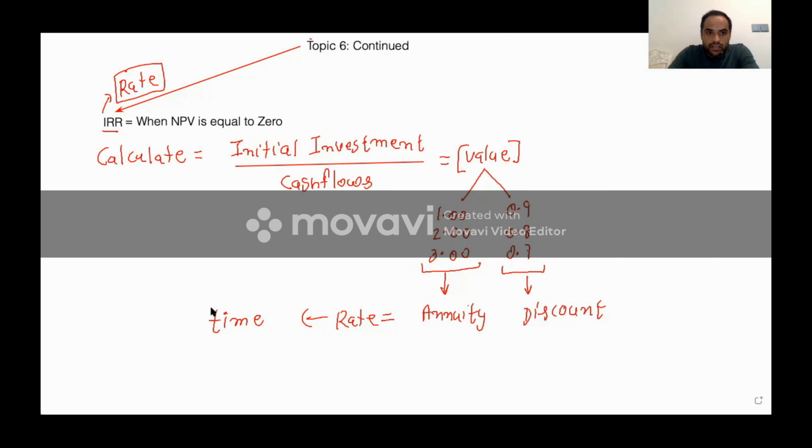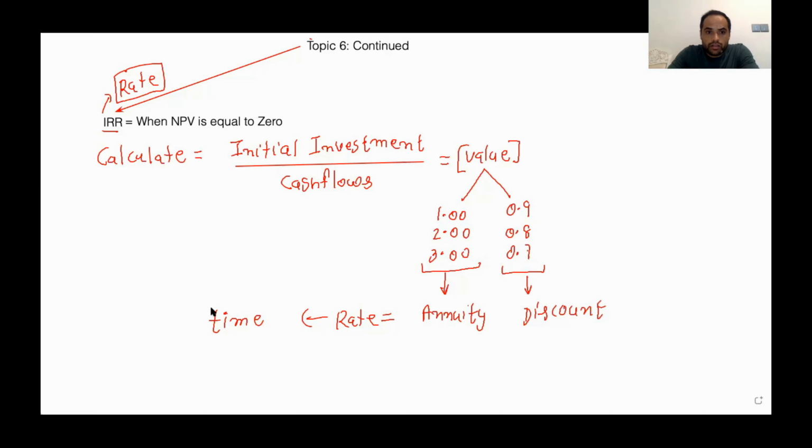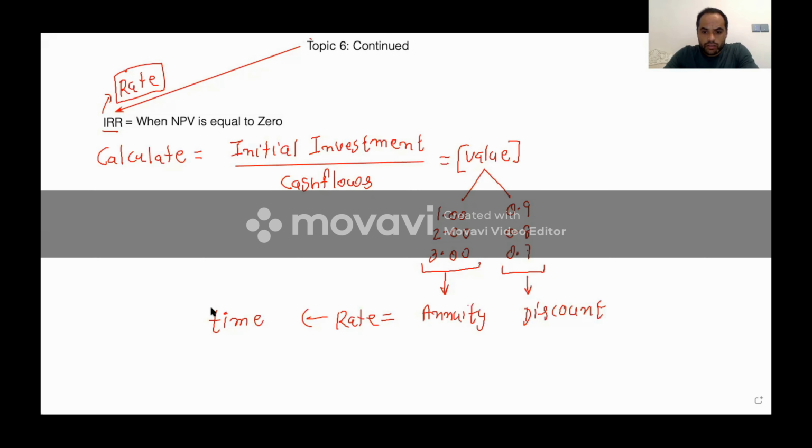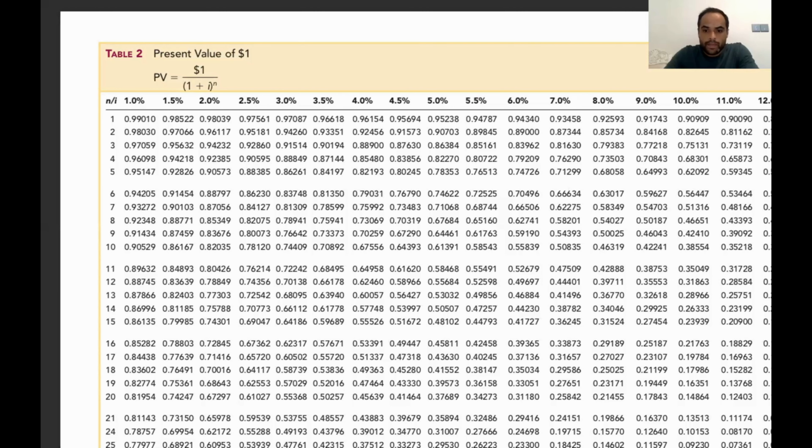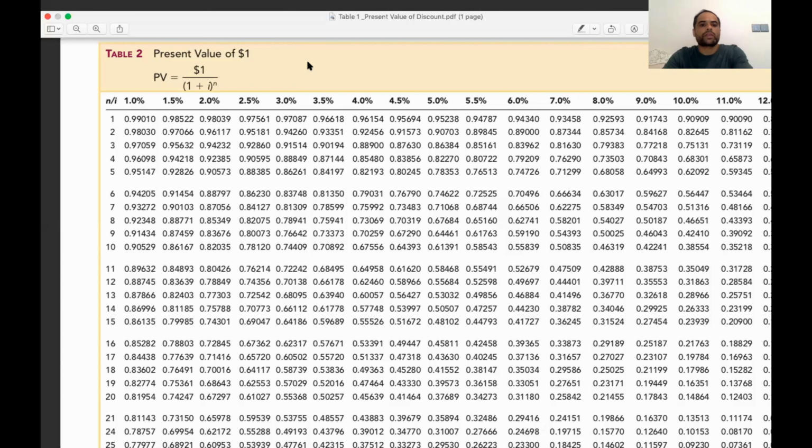Can you see the table? I don't know whether you can see the table. Let me check. Something is wrong. Now, can you see the table? Can you see the discount table? Say something. Okay.